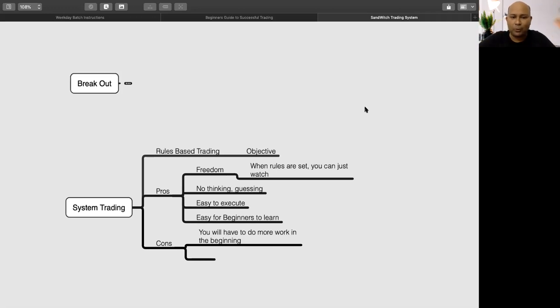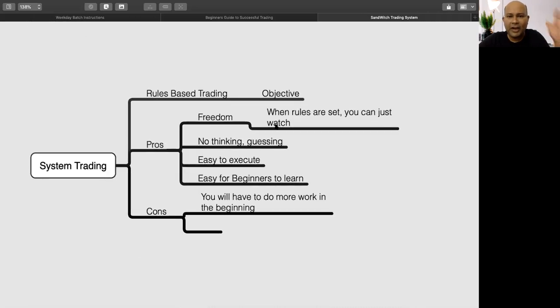And I will talk about the pros and cons of system trading, which is already there on your screen. There are two kinds of system. One is called a rule-based system, which is 100% objective, zero subjectivity. The pros of this are freedom, because when the rules are set, you can just watch whether the market goes up or down. You just have to watch, no thinking, no guessing.